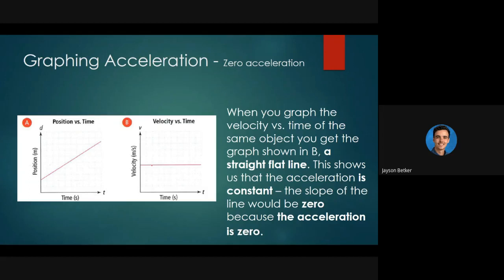The slope of this line is completely horizontal. And if a line is horizontal, that means the slope is zero, which means the acceleration is zero. It's easy to see it mathematically. You take your y2 minus your y1. Those are going to be the same value. They're both going to be 2. So 2 minus 2 just gives you 0, which would give you an acceleration of zero.